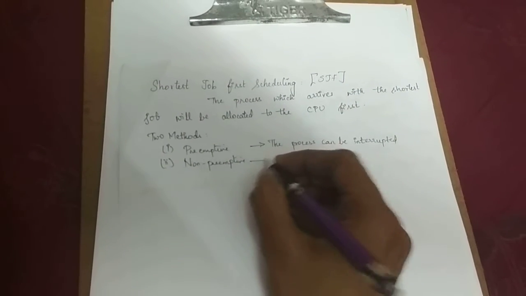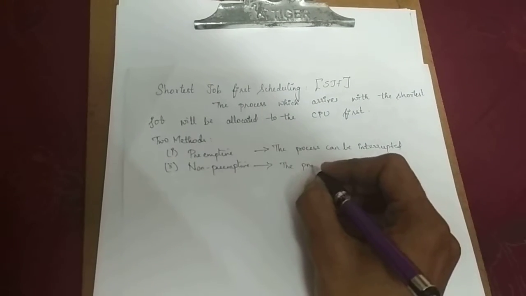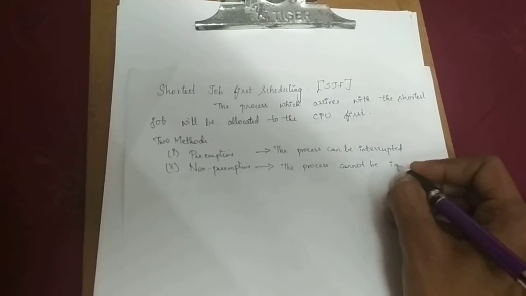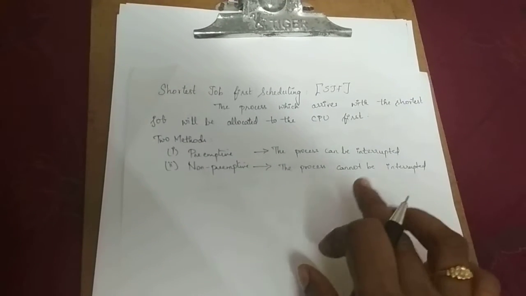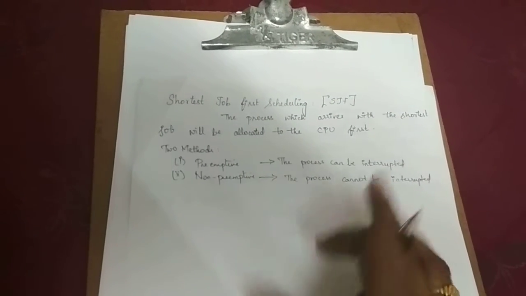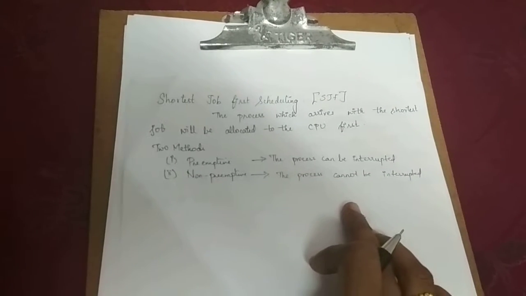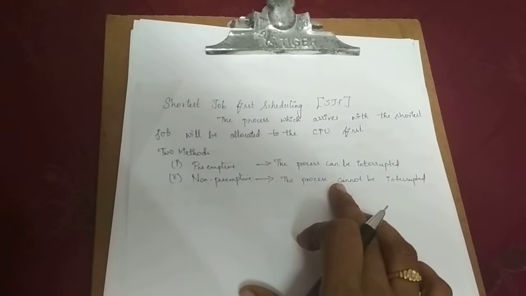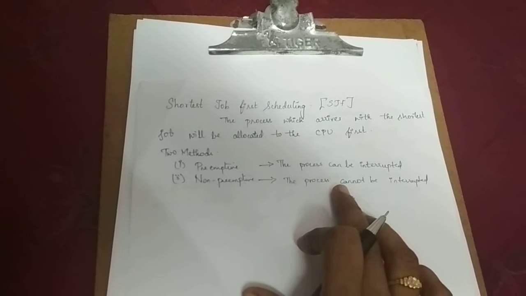The next one is non-preemptive, where the process cannot be interrupted by some other process. It will stop only after its total completion of the execution. Once it starts, it will complete totally. Only then it will stop. It cannot be interrupted in between by some other process. So first, we'll see about the preemptive scheduling in SJF.